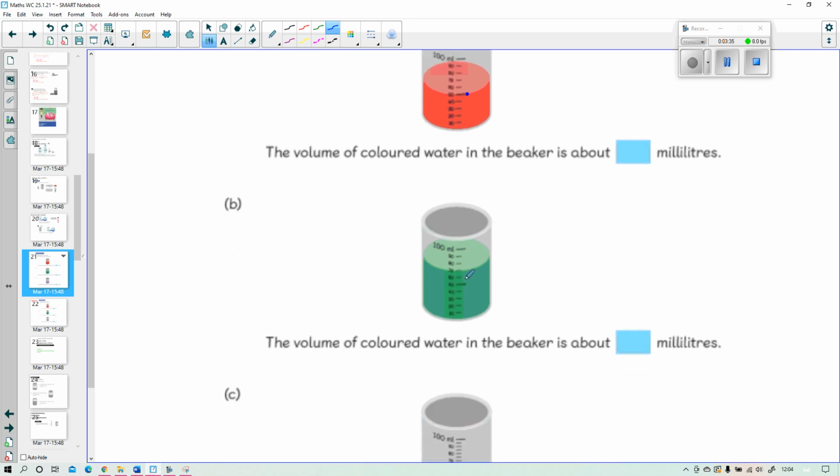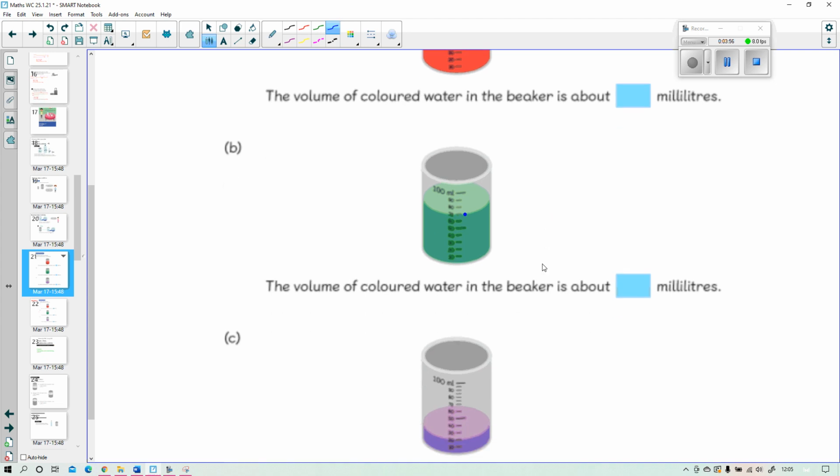Now then, here in my green liquid, I can see here's my halfway point for 50. And I need another jump of 10 and another jump of 10. 20 more. 50 and 20 more. That's right. Of course, it would be 70 millilitres.